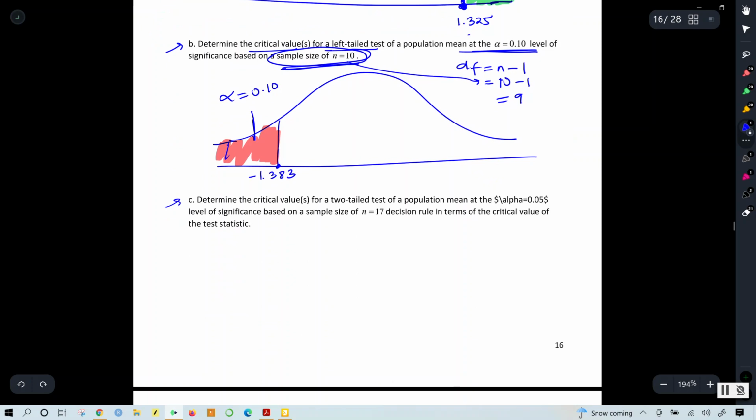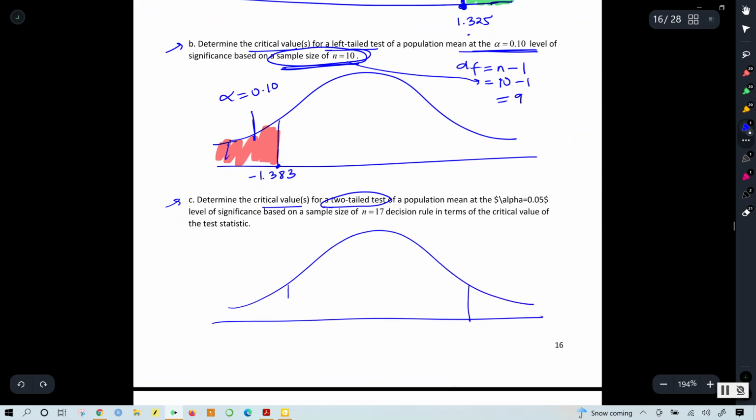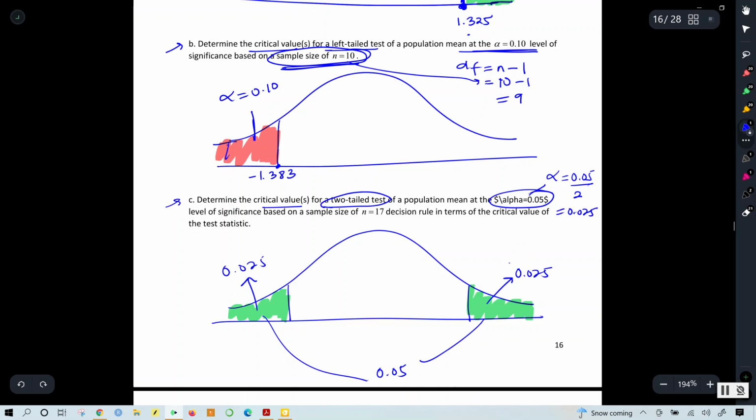We proceed to question C. Determine the critical values for a two-tailed test. So for a two-tailed test, I'm going to draw my two tails. Then notice that in this case of the two-tailed test, my alpha is equal to 0.05. So this means that both of these should add up to 5%. So each will take an even split, 2.5%. So 0.05 divided by 2, 0.025 goes here, and 0.025 goes here.